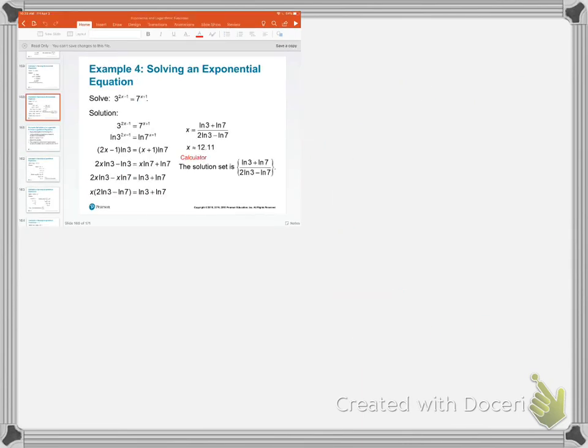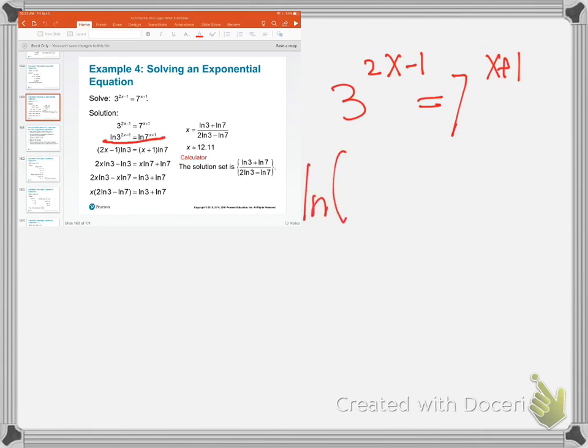A new example. 3 to the 2x minus 1 power is 7 to the x plus 1 power. So the problem for this question is 3 and 7 are different bases and we cannot change them to the same base. You cannot change this to base 2 or base 3 or base 5. So we have to take log on both sides of the equation. In this solution they use base e, so I'm going to follow that. Let's take log with base e on the left and the right side.